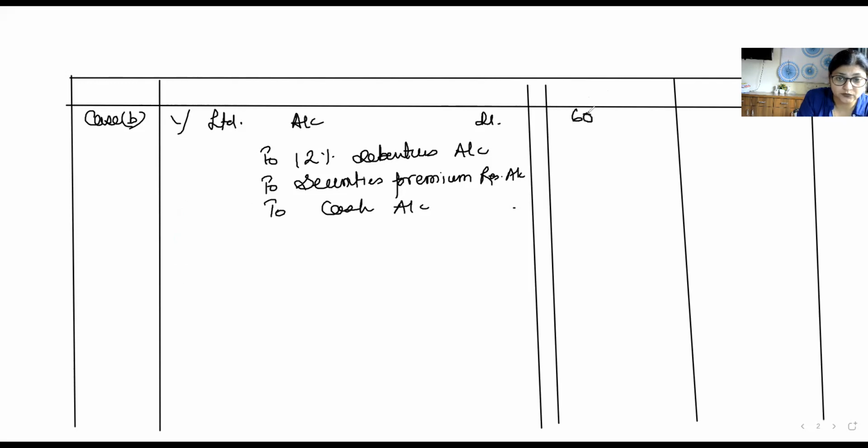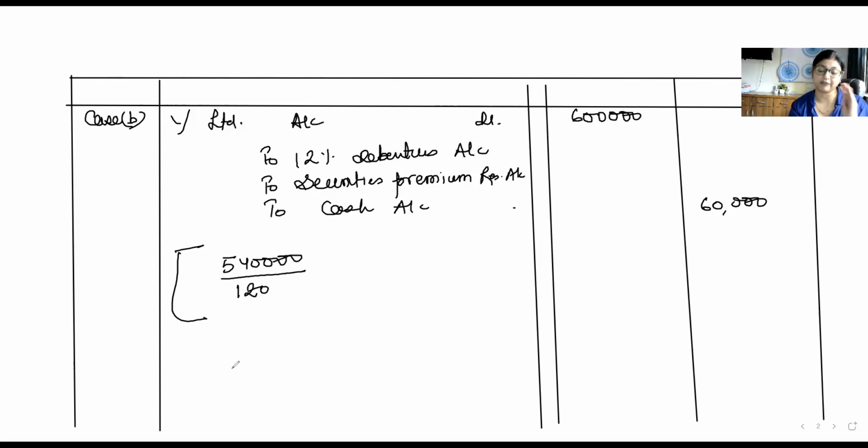So 6 lakh rupees will come over here, which was the purchase consideration. 60,000 is going to come over here. And the purchase consideration of 5,40,000 is going to be satisfied by issue of debentures at 20%. So 20% means 100 plus 20. 100 rupees is the face value of the debenture, and 20% of 100 rupees is 20 rupees, which is your issue price. So 5,40,000 divided by 120, 4,500 is the number of debentures.